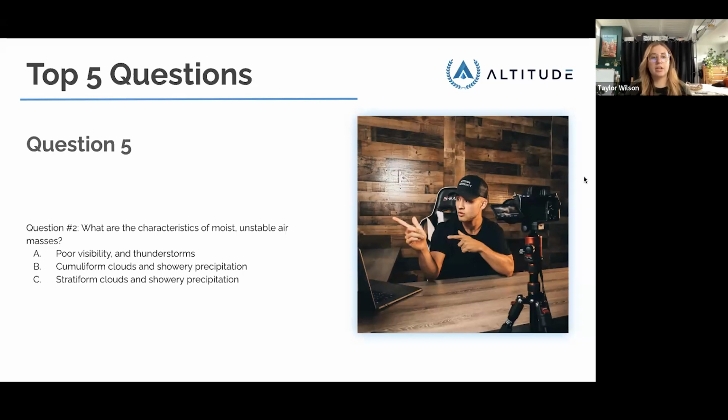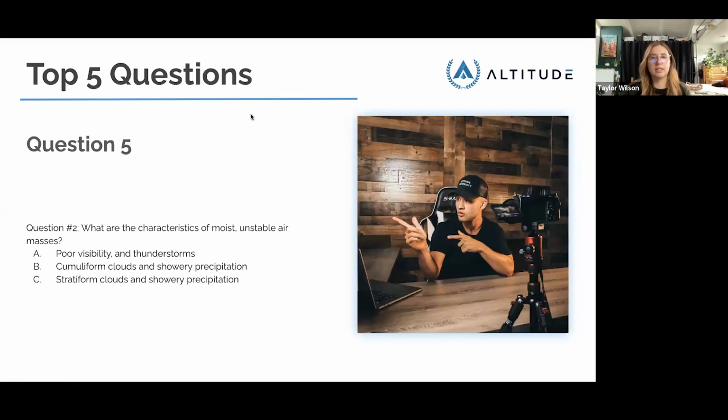Okay, what are the characteristics of moist, unstable air masses? So we talked about the characteristics of stable and unstable air. Just to reiterate, when we're talking about the stability of an air mass, we're talking about its ability to resist vertical movement. So that should give you at least an indication on what type of clouds you can anticipate in unstable air.